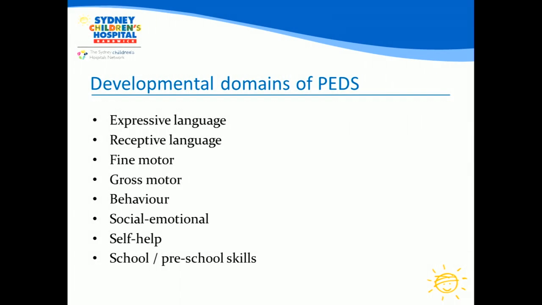So it asks, are you worried about the way your child's talking? Are you worried about the way your child understands language or following instructions, their fine motor, gross motor skills, their behavior, their social emotional, so how they get on with peers, self-regulation, tantrums, self-help, which is, depending how old you are, feeding yourself, toilet training, getting dressed, etc. And then preschool or school readiness towards the end. And I thought I edited that one out, never mind.